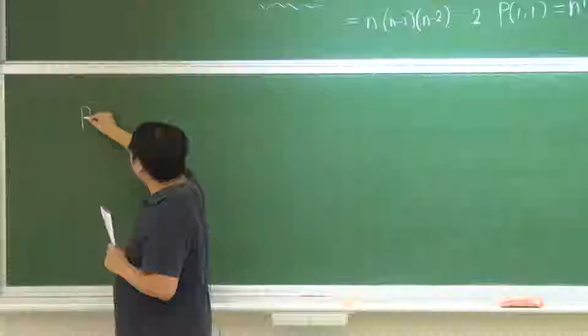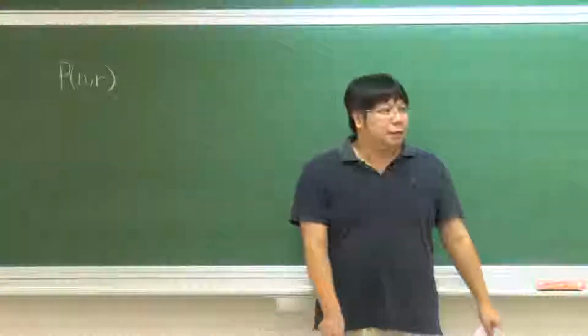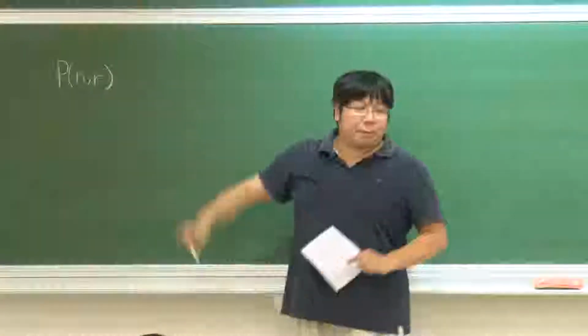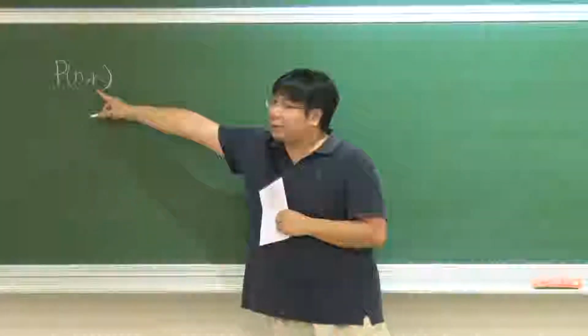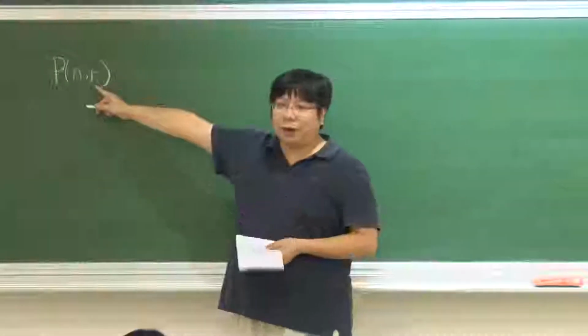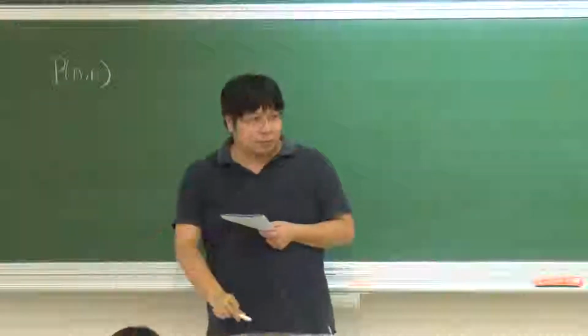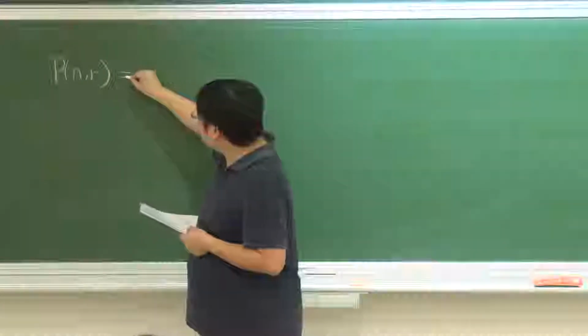Okay, so PNR is more general than PNN because this R you can change from 1, 2, 3 up to N. Even you can define what is PN0 as well. But let's say PNR, we try to get it.